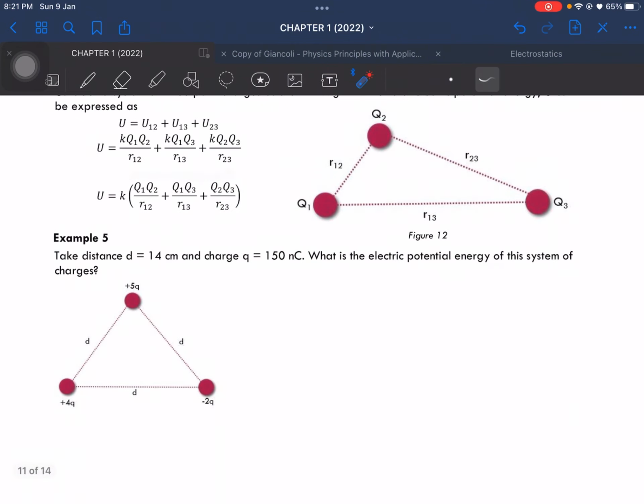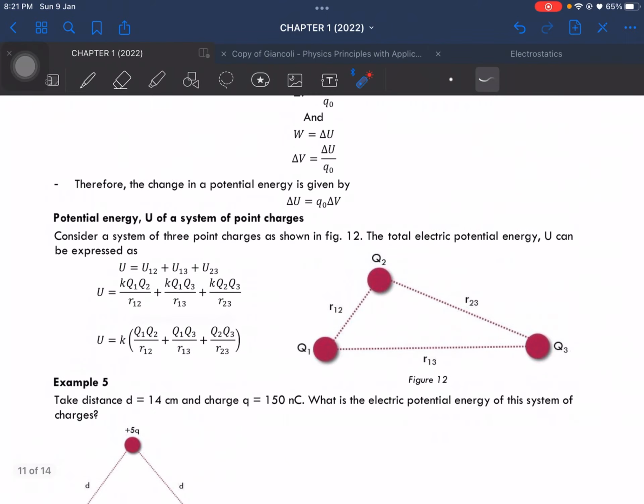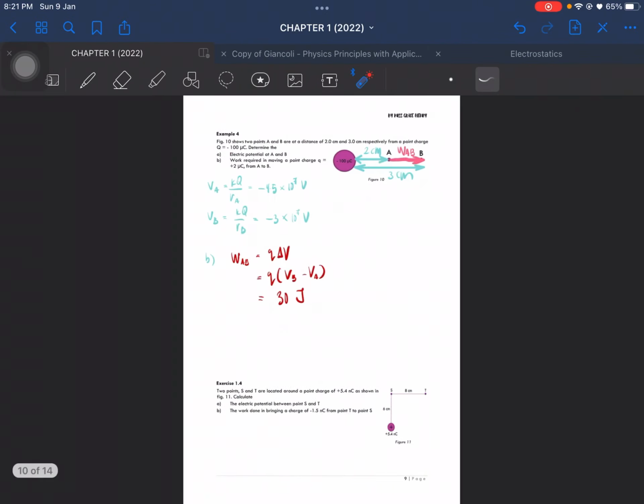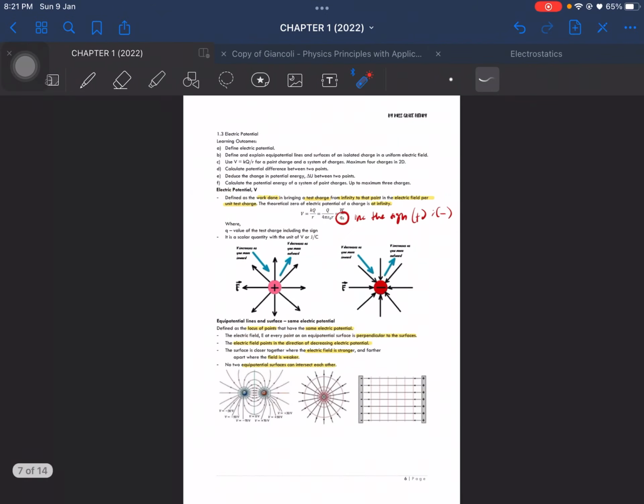Okay, so yeah, that is basically your subtopic 1.3.